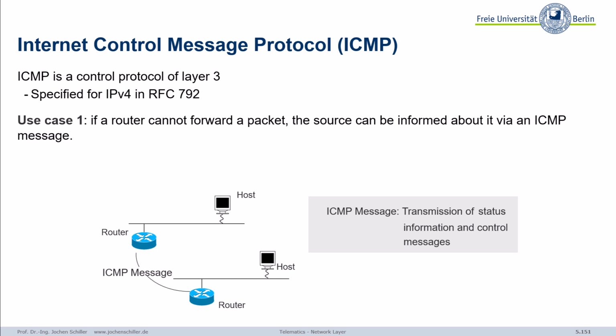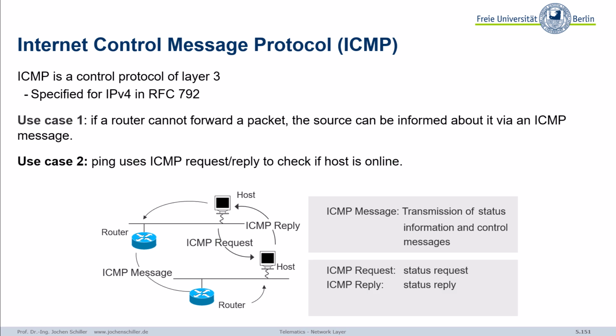So ICMP can be used by routers. And also ICMP can be used by hosts, for example, for the well-known ping. Ping uses ICMP request reply just to check if a host is online. You send a request and you get back a reply. So there's no TCP, UDP, whatever needed. It's just ICMP request reply. That's the idea. So ICMP can be used by routers as well as by hosts.